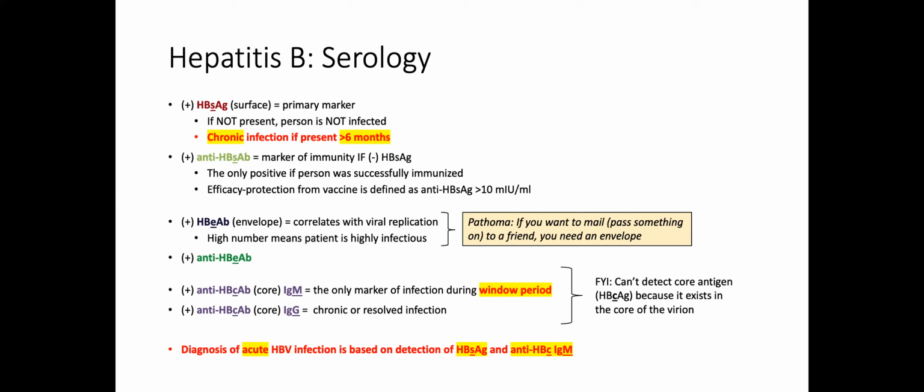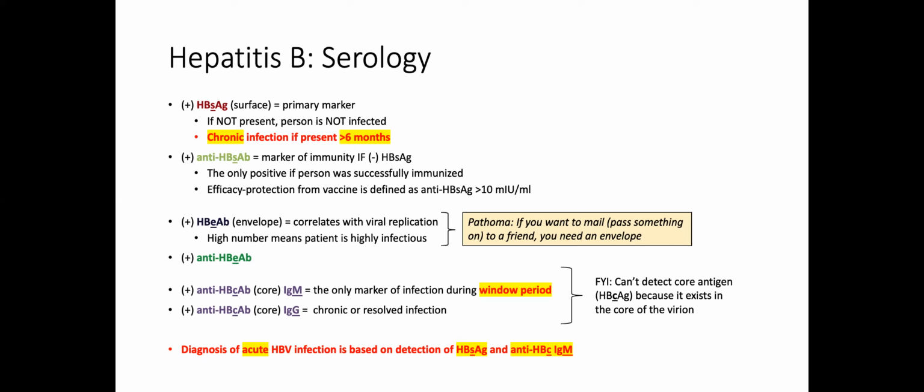Hep C. So C stands for core. So Hep B core antibody IgM is the only marker of infection during the window period. And the antigen can't exist because it's in the core of the virion. And then the anti-core antibody IgG is going to be a chronic or resolved infection.